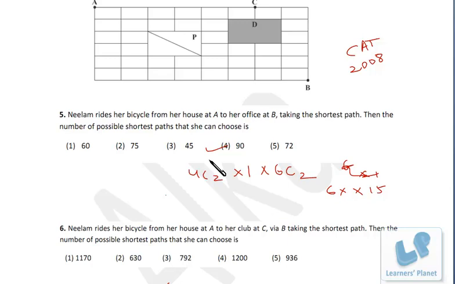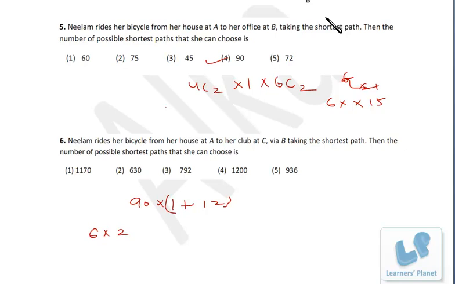This one is from B to C via this corner, and the 12 ways are from B to D, this corner, then from D to C. So in all there are 12 ways. And plus 1, this is extra, so in all 13 ways, I'm sorry. So 90 into 13, that is 1170. So that's the correct answer.